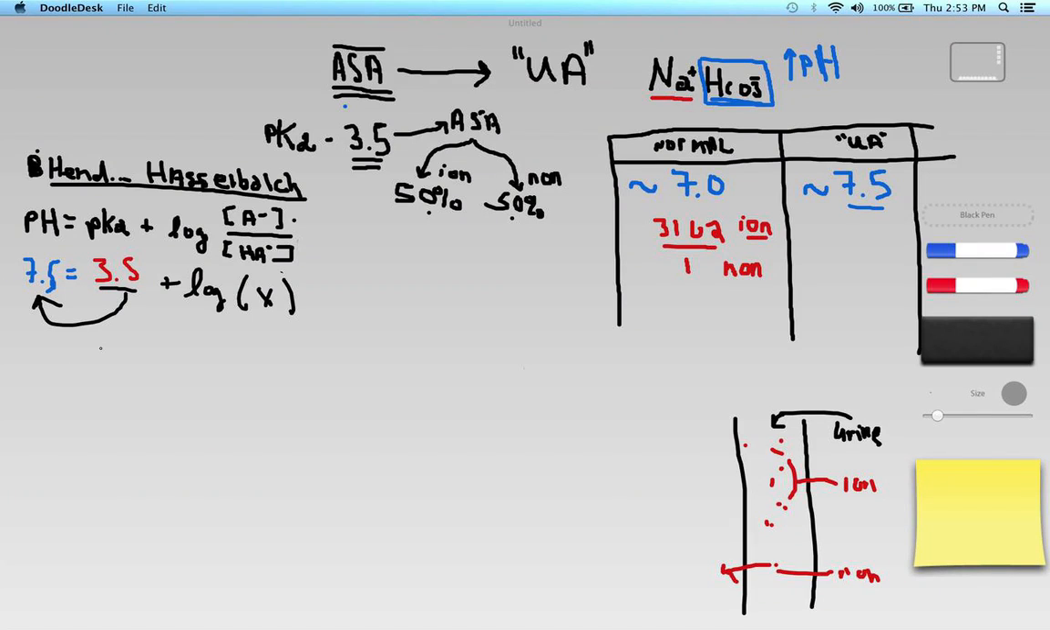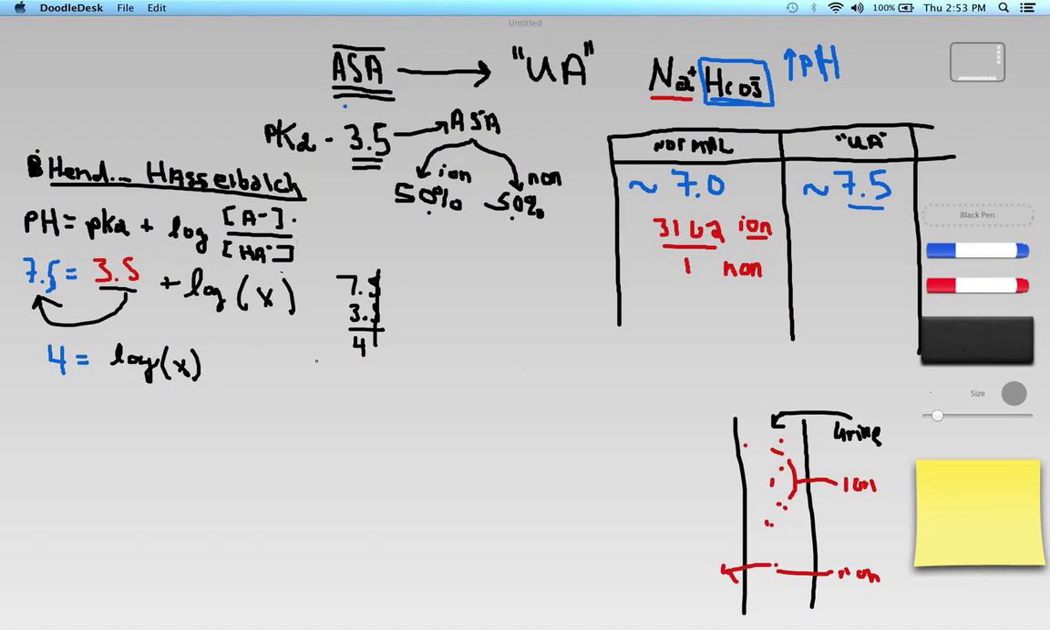Well, 7.5 subtract 3.5. Let me do that math pretty easily. The 3.5 will just cancel out, and it leaves us with 4. How about that? So now I'm going to put 4 equals the log base 10 of x.